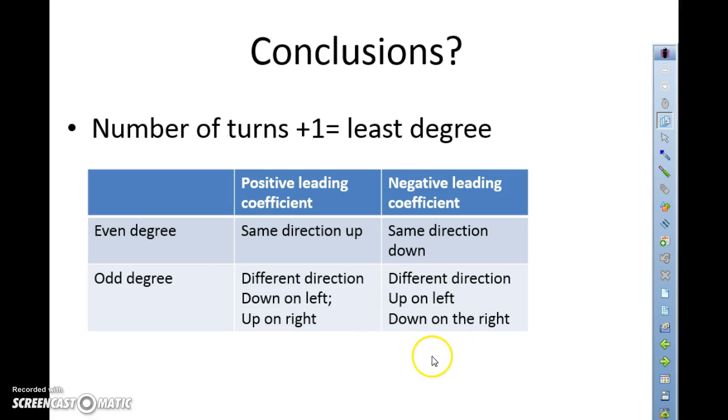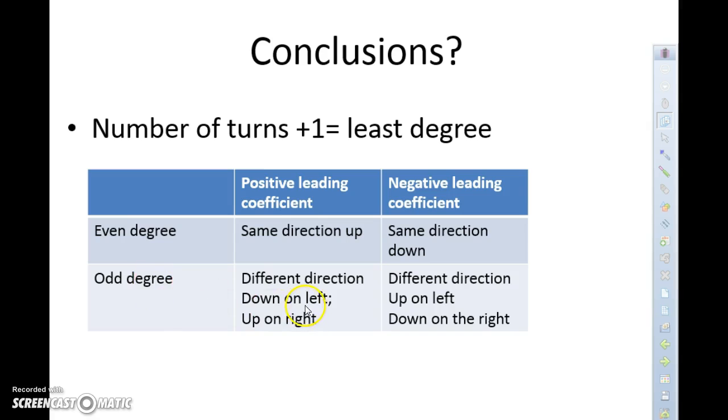Okay, here are the conclusions that the chart should have alluded to: the number of terms, if you add 1 to it, you would get the degree. Even degree, so a 2, a 4, 6, if the highest exponent was even and the leading coefficient was positive, you'll notice that they go in the same direction, going up on the left and the right. If it's negative, it would get flipped over and now it's pointing down on the left and the right.